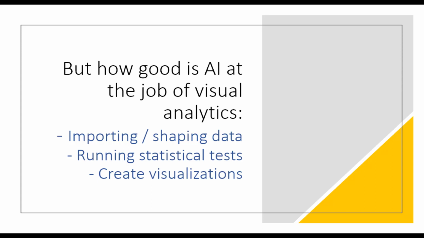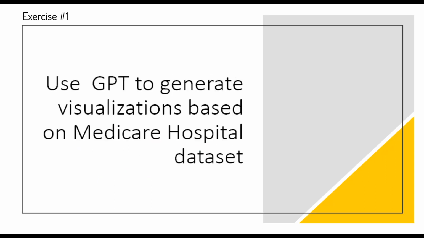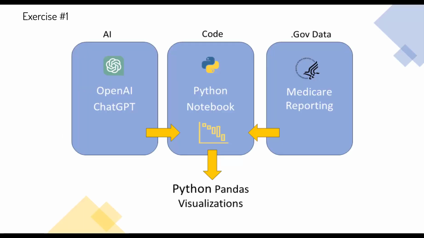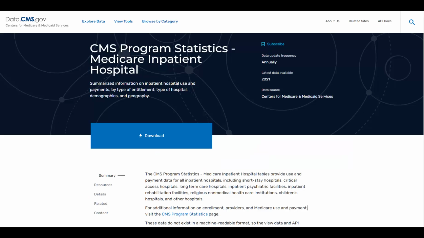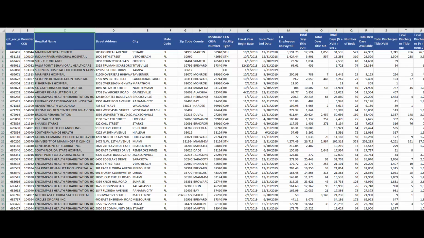To find out, we're going to import some data from a Medicare database and use a Python notebook driven by ChatGPT writing Python code to create visualizations and insights. Here's the .gov data that we're going to pull in. It looks like this. It's just a bunch of providers and their metrics, and here we go.